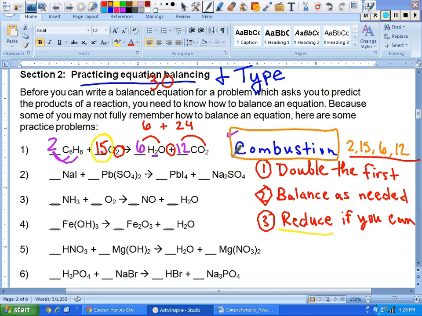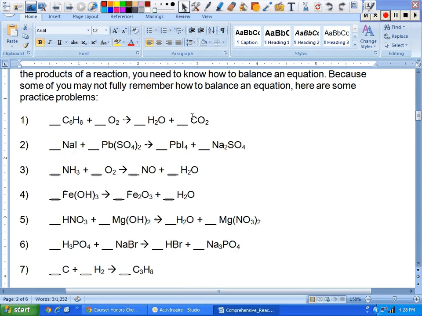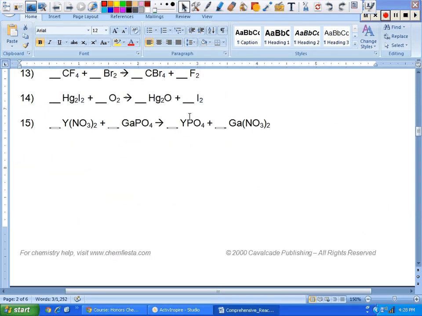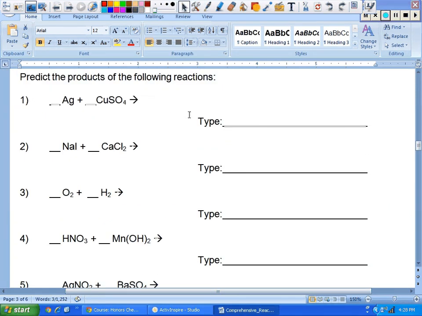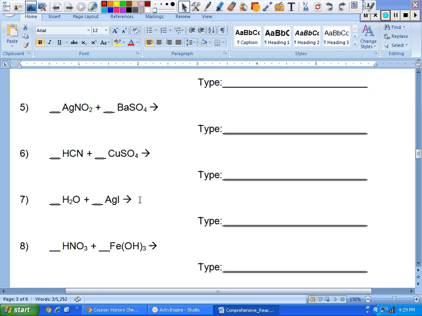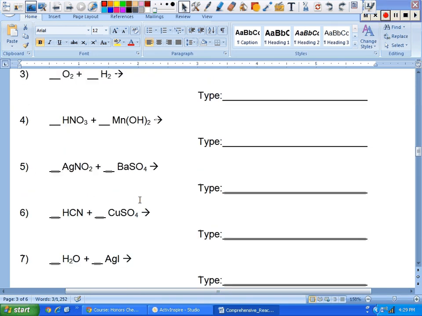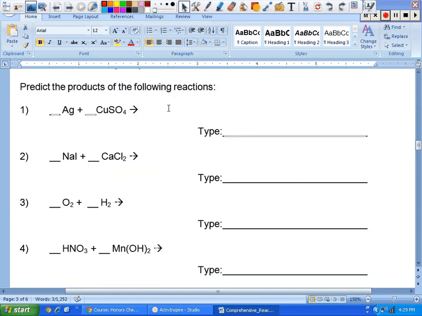So I'm going to go down and I'm going to go to the last set, which is predicting the products. So not only do you have to tell me the type, you also have to predict the products and you have to balance it. I'm going to work 2 of these to get you going, and the rest of them you should be able to do. So looking at number 1, the first thing I'm going to do is, I know that this is one single thing trying to jump into a compound. So I know that this is single replacement.